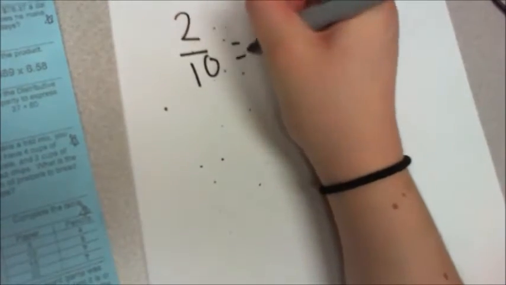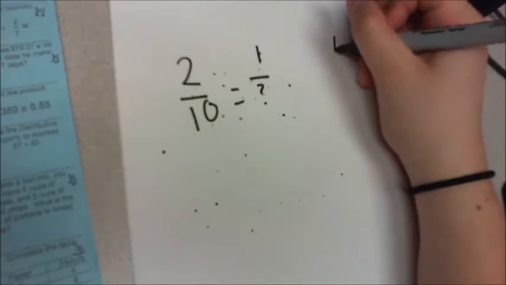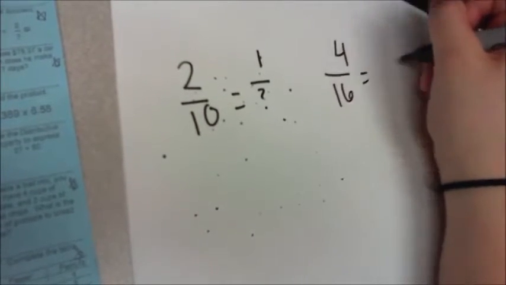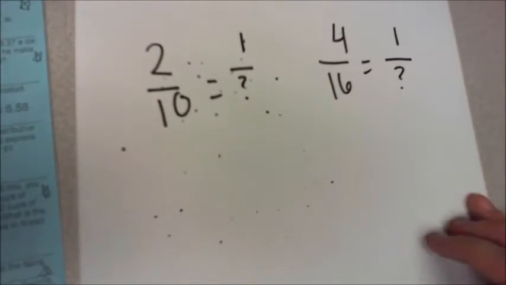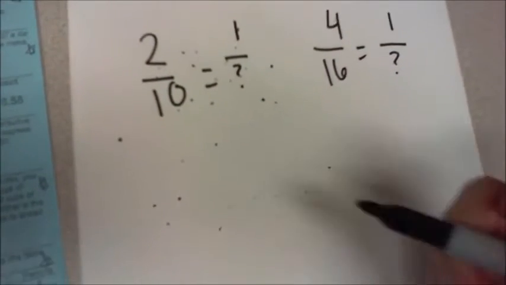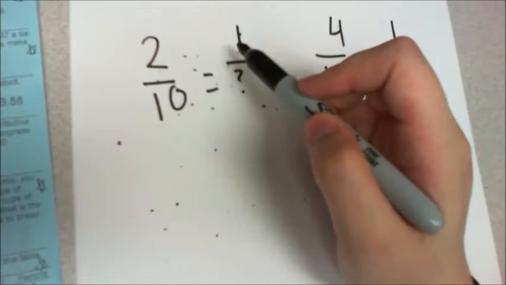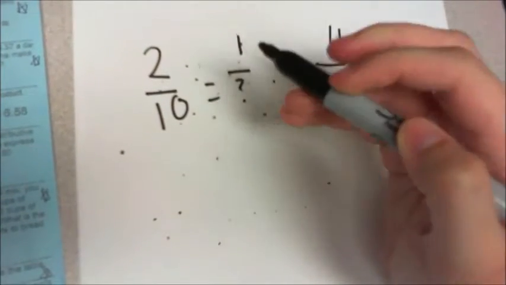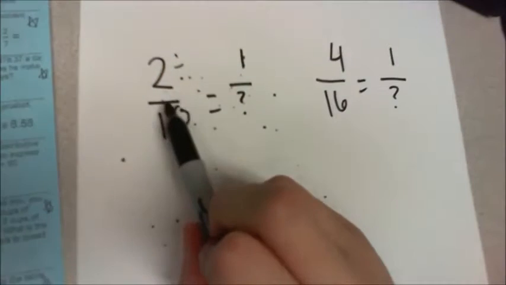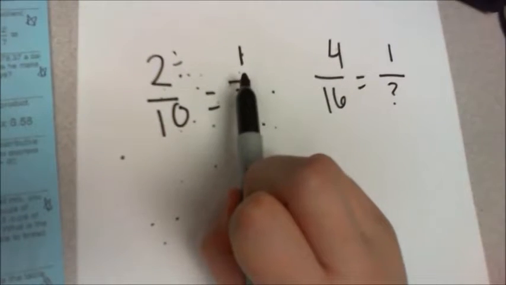The next one is find the missing number of each rate. So we have 2/10 is equal to 1 over question mark. And we have 4/16 is equal to 1 over question mark. This is the opposite of finding the equivalent fraction. Before we had to multiply to make an equivalent fraction. This time, since we're going from bigger to smaller, we're dividing. So 2 divided by what number is going to give us 1?